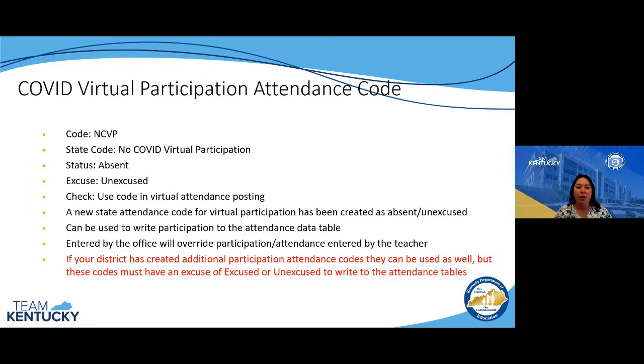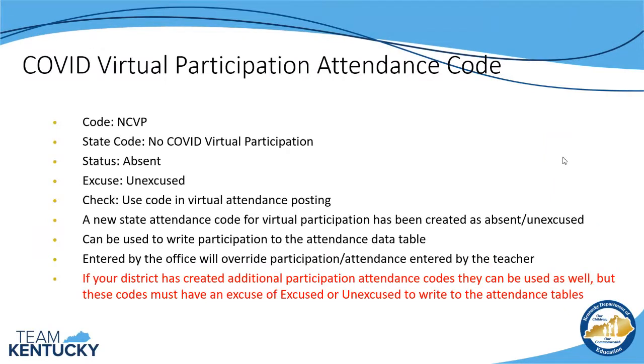Okay, all right. The COVID virtual participation attendance code. We had several DPPs and others who started questioning and asking us, is the state going to put out anything for one of these participation codes? And what we're talking about here is that code that when you mark your participation, there's an option to enable a code to write to the attendance table. So we came up with this one. It's no COVID virtual participation. The status is absent. The excuse is unexcused.